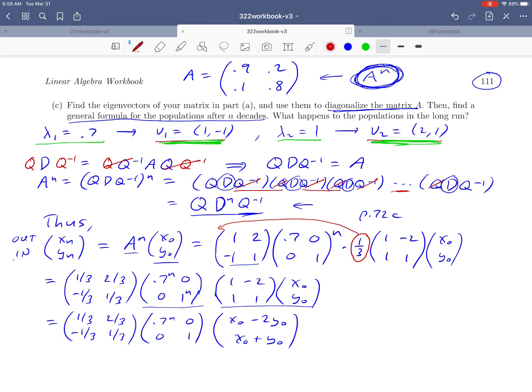Okay, but remember that x naught and y naught just represented initial populations. If you look on the previous page, you'll see that x naught was 270 million people. Those were the people that were outside of California, and y naught was 30. What that means is that we can actually get numbers for these two entries that I'm circling. They wind up being 210 and 300.